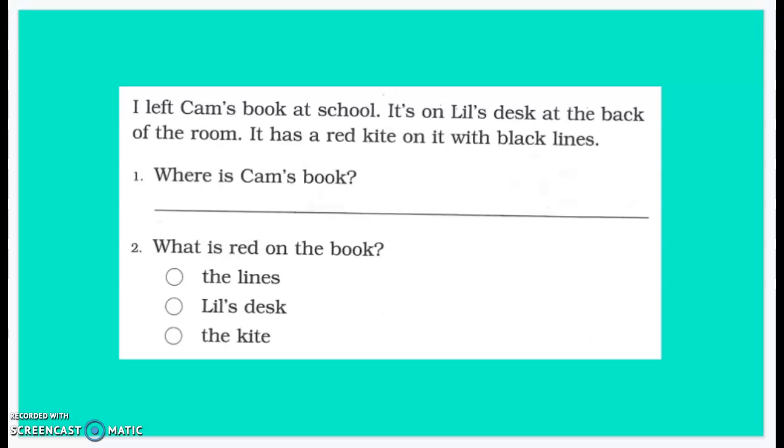When you're finished, submit your worksheet to your teacher.